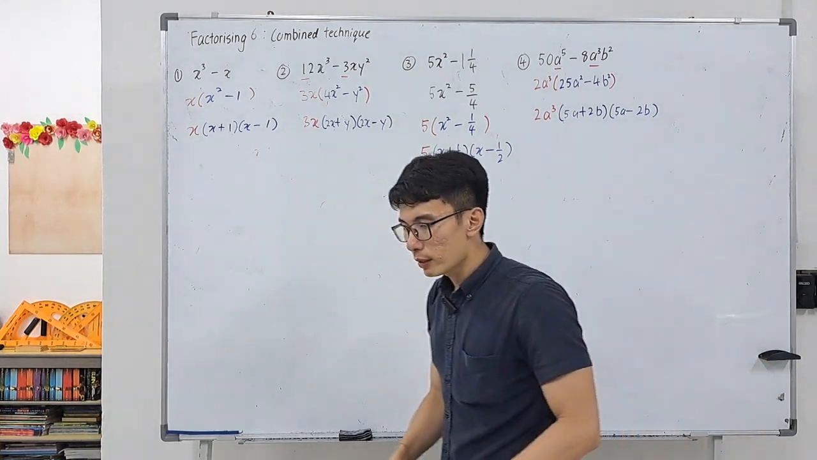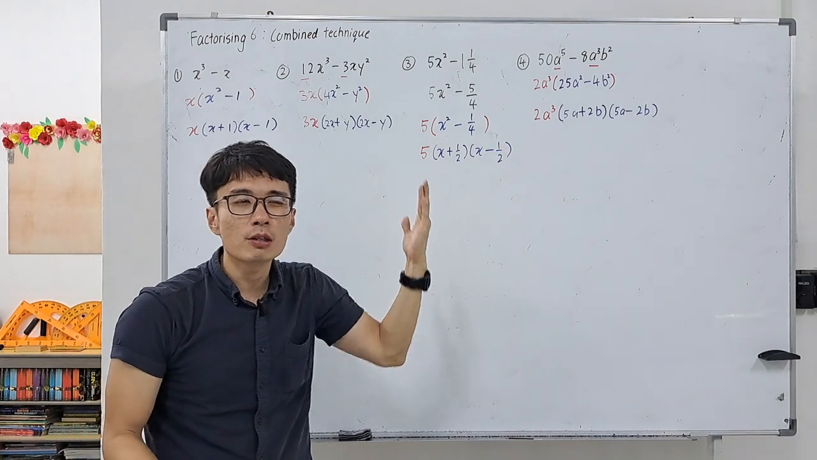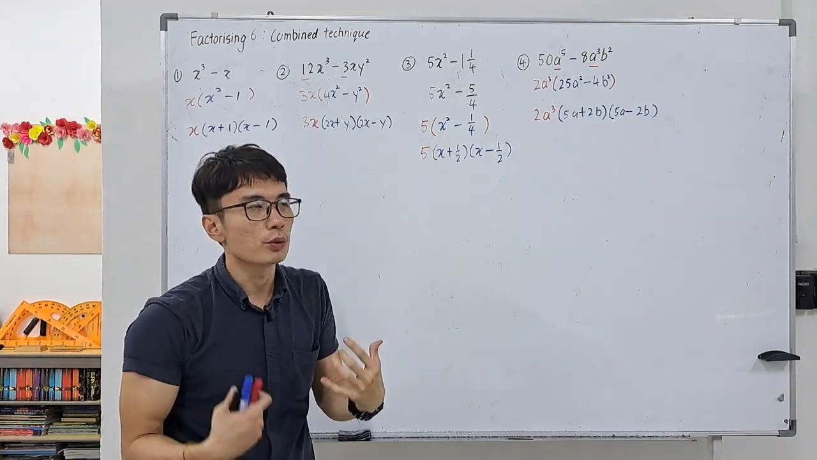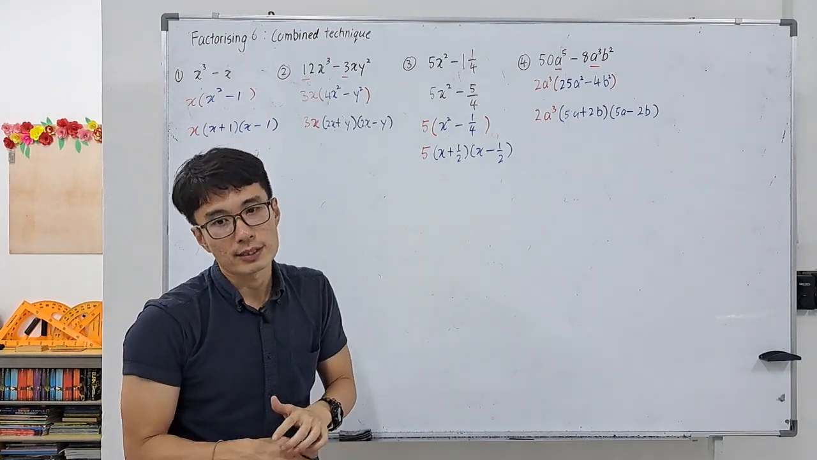Simple? All right, so when we're dealing with combined techniques, if you think you can't factorize, try to take out some common terms and see, and hopefully you will see a difference of square over there, and by that you will know you can further factorize it. Okay?